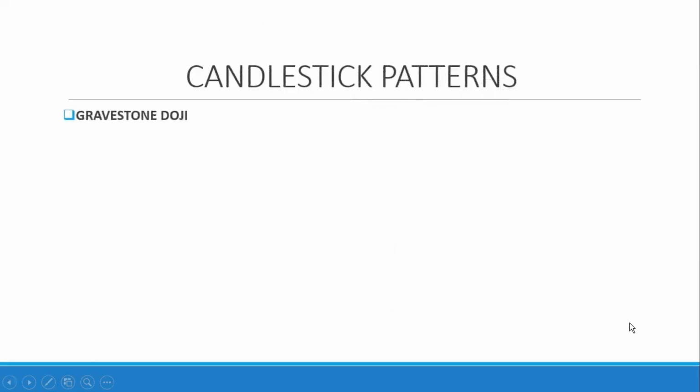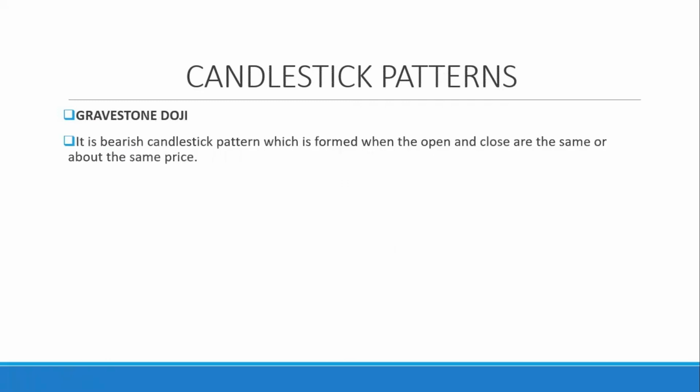Now let's look at the opposite version of it, which is the Gravestone Doji. It's a bullish candlestick pattern. Sorry, it's a bearish candlestick pattern. The other one is bullish. This one is a bearish candlestick pattern, which is formed when the open and close are the same or about the same price. So it is the opposite of the Dragonfly Doji.